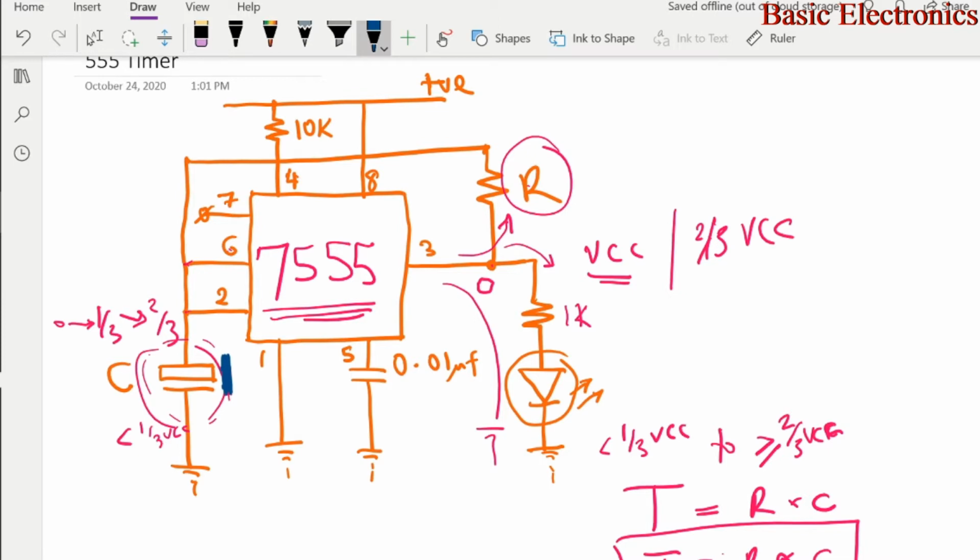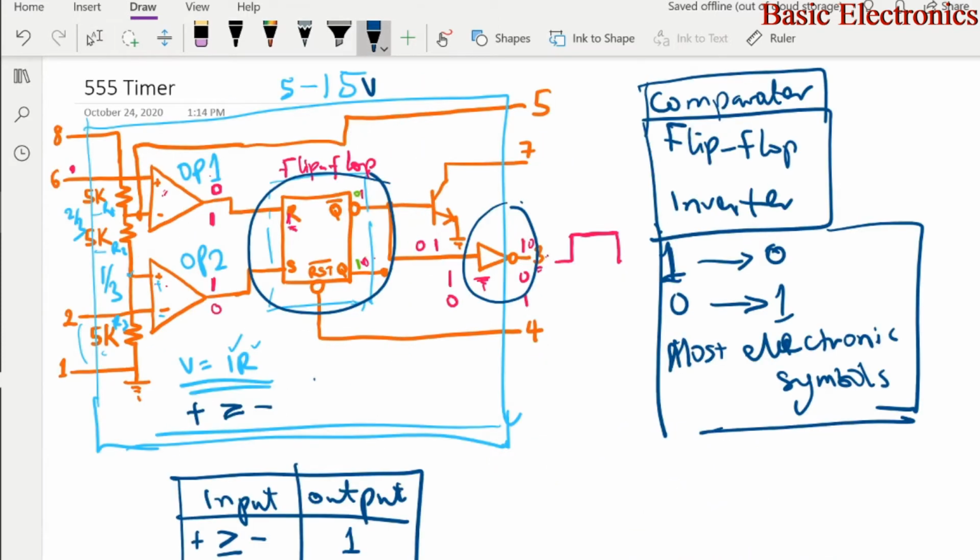Momentarily it will short, and when it does that, pin 2 is grounded, so also is pin 6. When this happens, the non-inverting input of op amp 2 is higher than the inverting input of op amp 2, and the output of this op amp is going to be 1. When it is 1, the flip-flop here will be set. The S means set and R means reset. So this flip-flop will be set. When it's set, what it means is the output will go high.